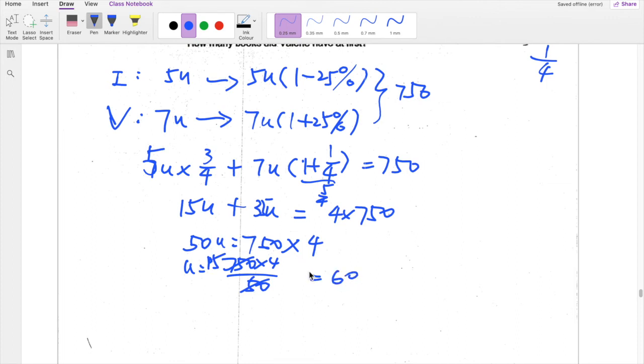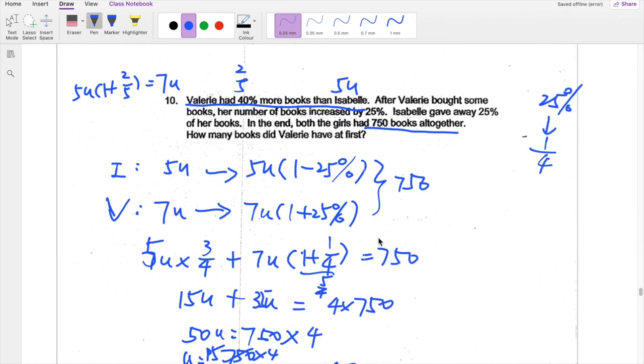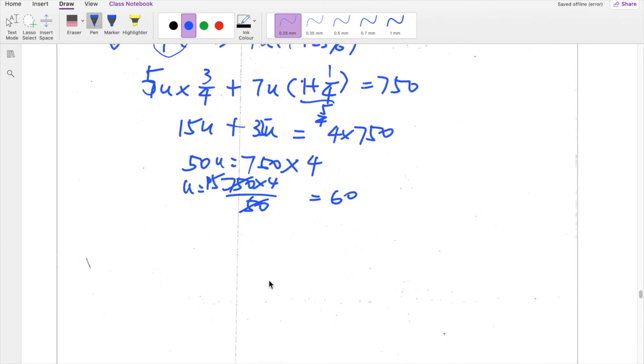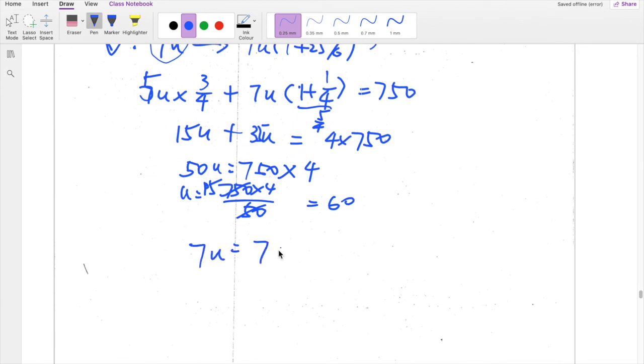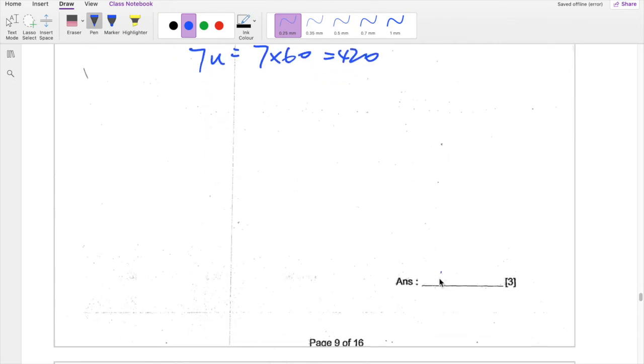So what the question asks is how many books Valerie had at first. Valerie had 7u at first, right? 7u is equal to 7 times 60, which is 420. The answer is 420.